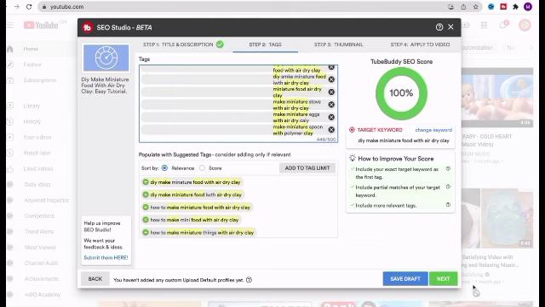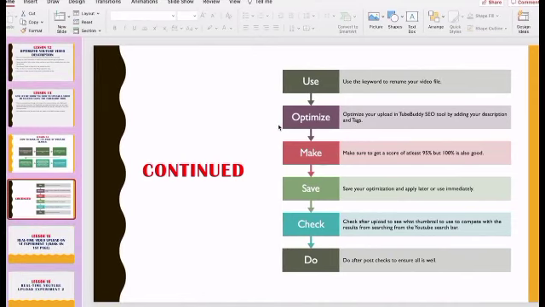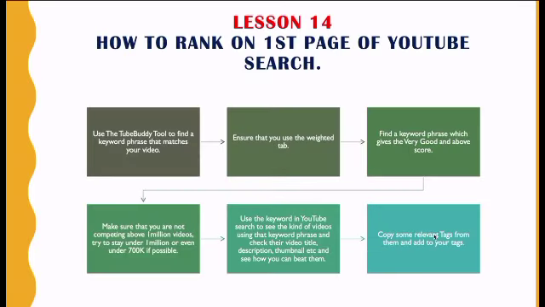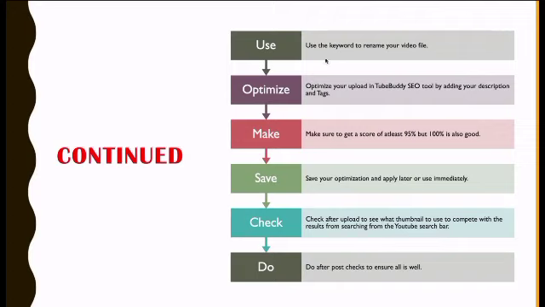So at this point we are basically done. If you look over here, you can see that we've gone to YouTube. If you use the keyword in the YouTube search to see the kind of videos that have that keyword phrase, and then we can look at their title, description, thumbnail, and see how we can beat them. We can copy some of their relevant tags and add it to our tags, and then we can use the keyword to rename our video file. So this is the next thing we want to do, to use the keyword to rename our video file.